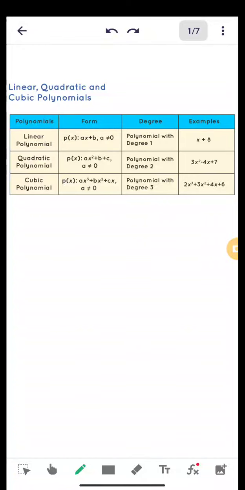Welcome back, dear students. In today's session, we are going to see Introduction to Quadratic Equations.